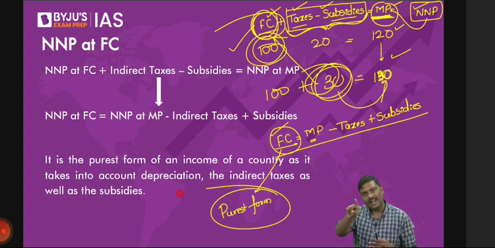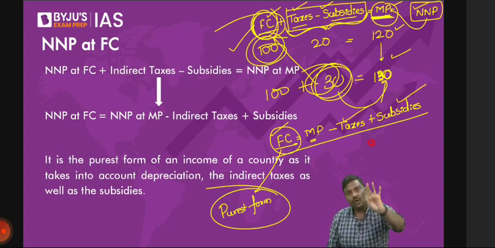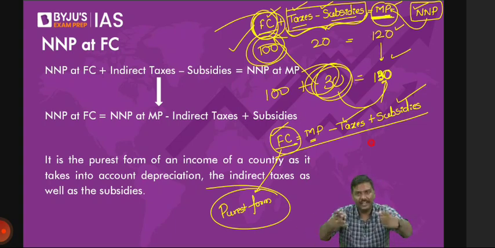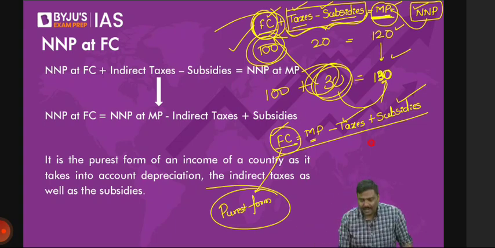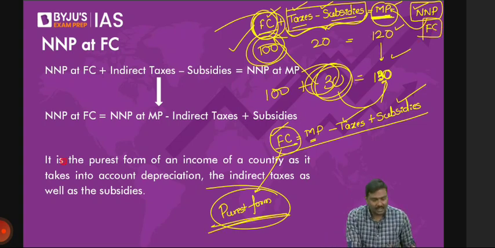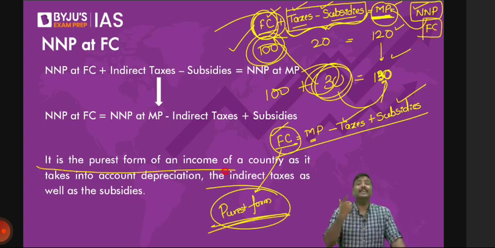So what you've done is, you have accounted for depreciation, taxation, subsidies, and production done by only nationals of India. Don't you think that is the purest form of income that we can calculate for India? That is NNP at factor cost. I've written that here. Have a look at this. This is the discussion regarding NNP at factor cost.